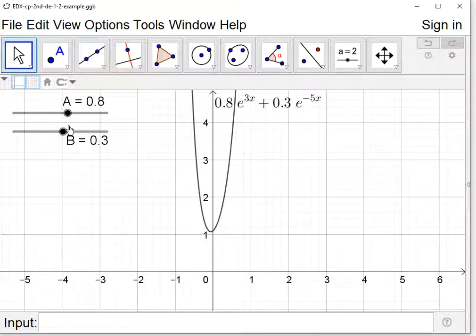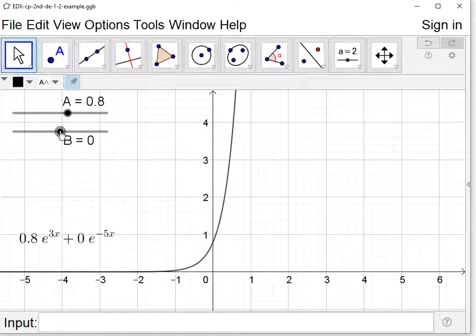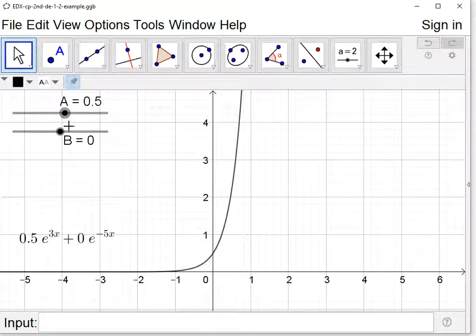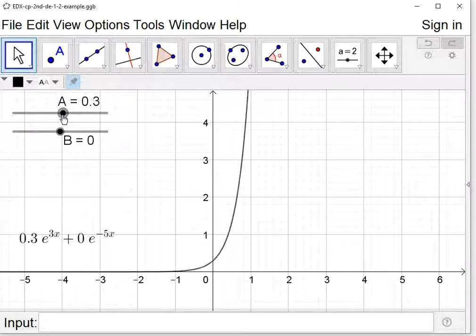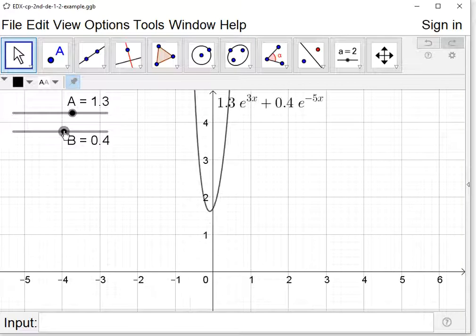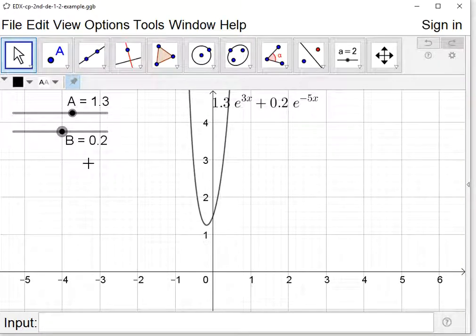If I make a bigger and set b equal to 0, we can see again the y-intercept is a, and now when x is positive, we can see that this bit is obviously 0, and e to the 3x will get bigger and bigger, and e to the 3x when x is negative will decay towards 0. So by controlling a and b, we can determine the kind of solution we will get to the second order differential equation. And we will look at how we can find a and b in future videos.